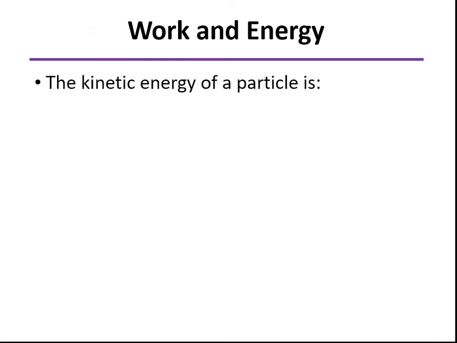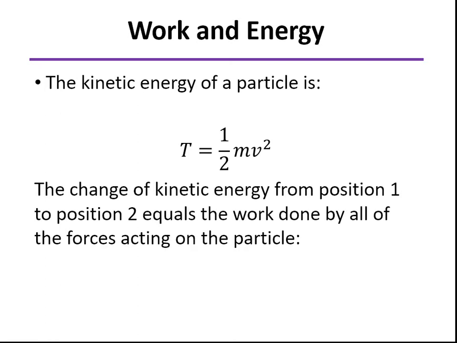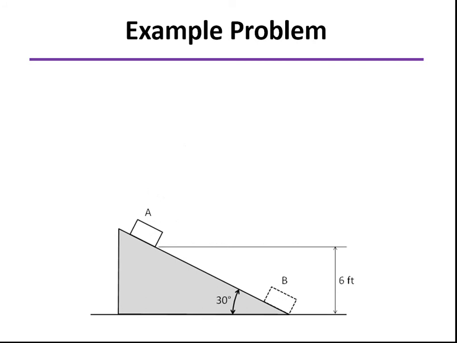Now, we combine work with kinetic energy, and the kinetic energy of a particle is 1/2 mv squared. When we look at the change in kinetic energy from one position to another position, it turns out to be the work of all the forces acting on the particle. By the way, we'll derive this in class. It comes from the equations of motion, so it's not really a new concept, just a different way of looking at the problem. So our initial kinetic energy plus the sum of all the work done is the final kinetic energy.